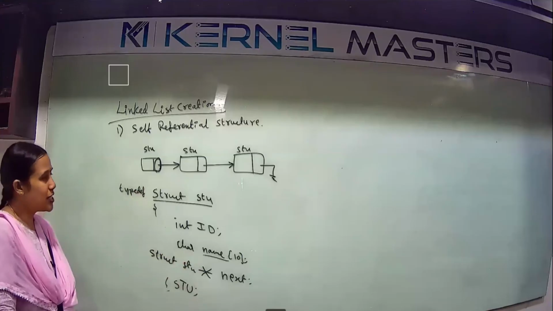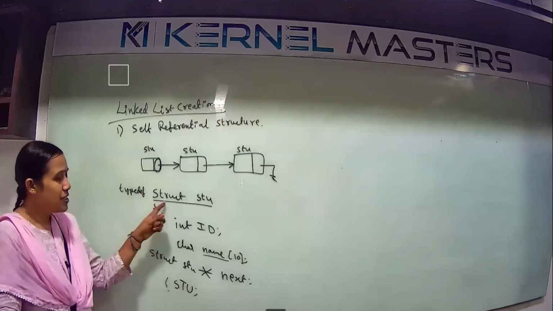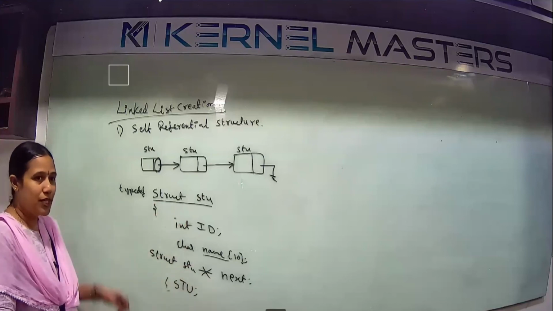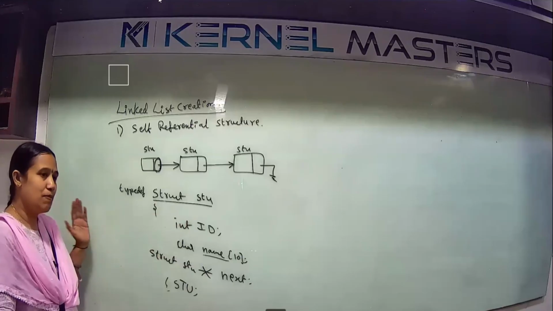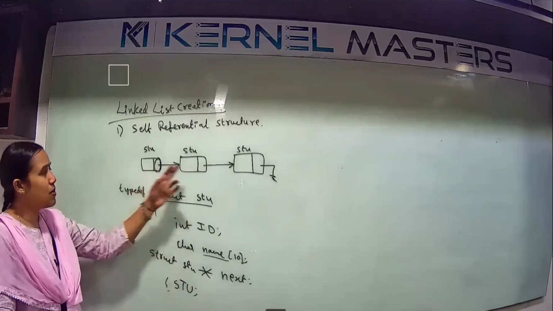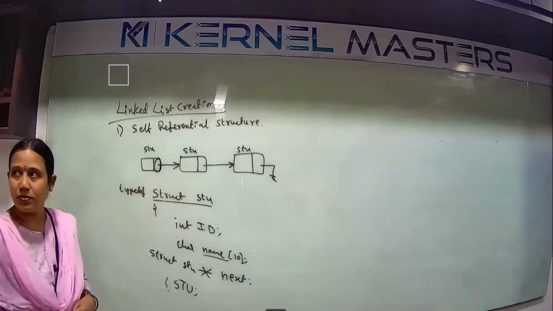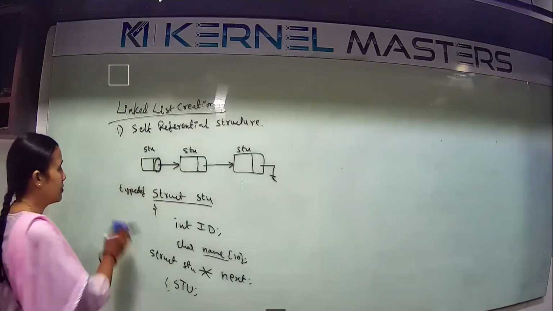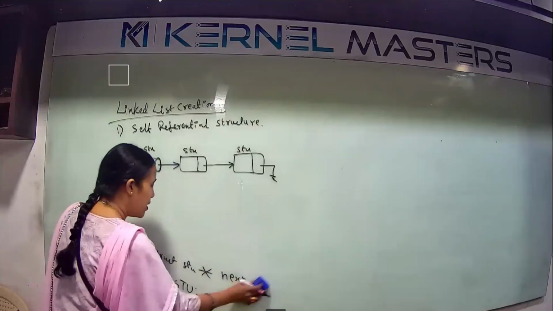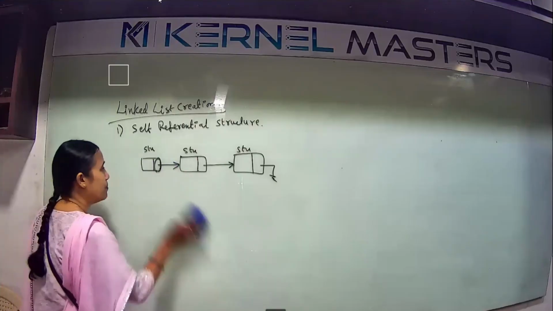Clear? So a self-referential structure is one where you have a pointer member of the same data type in the same structure. Then it is a self-referential structure. And the self-referential structure is a must to create a linked list, because every node must remember the next node address. So assume that this is created already. We have created this kind of structure.